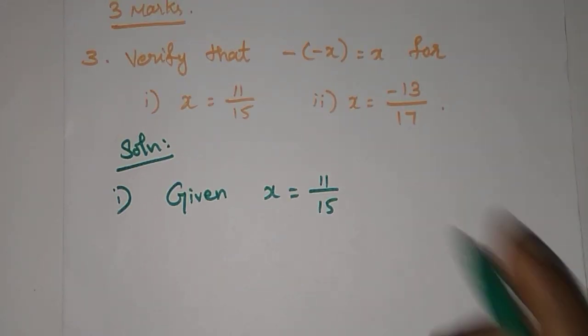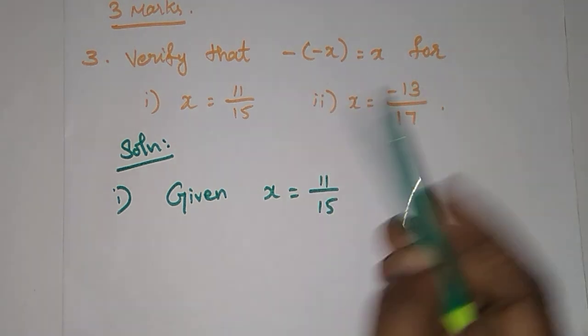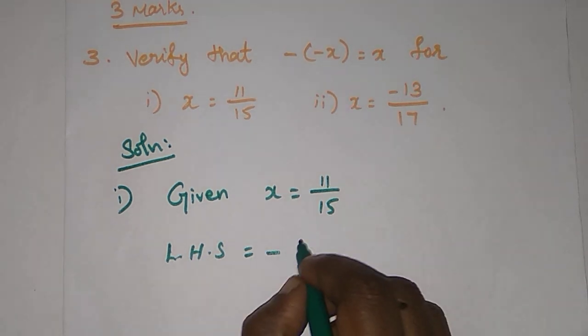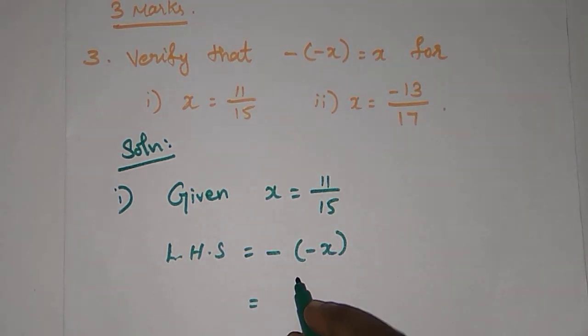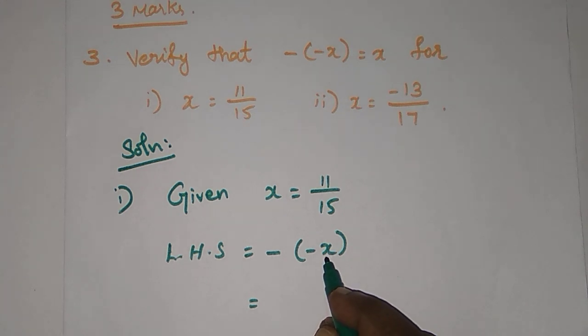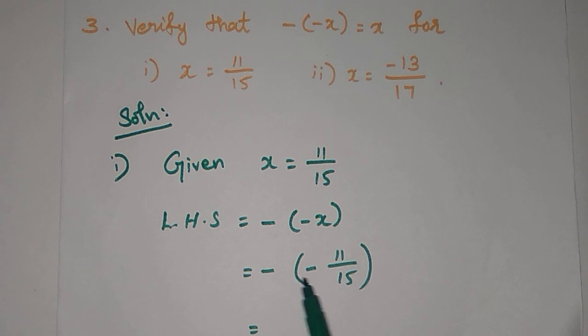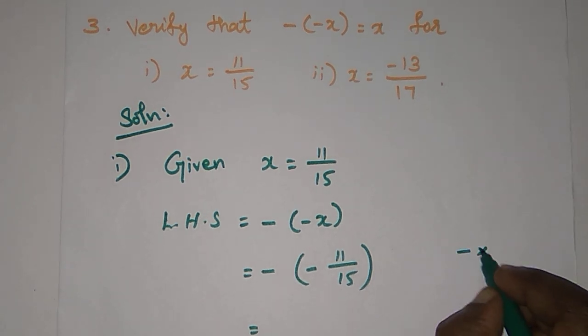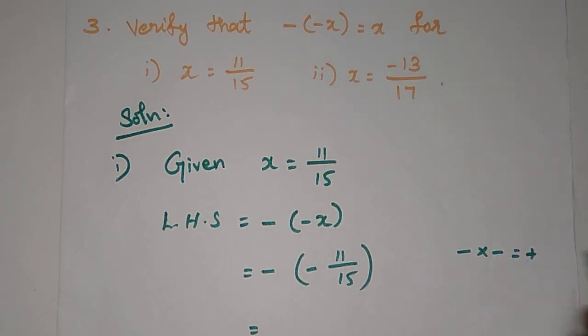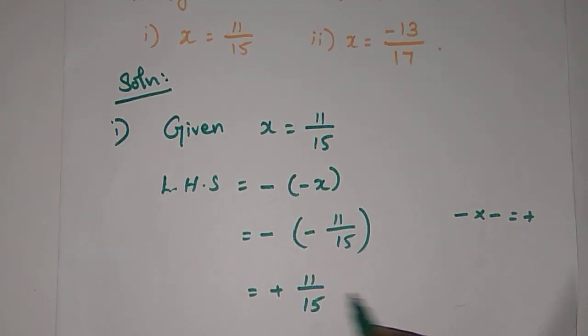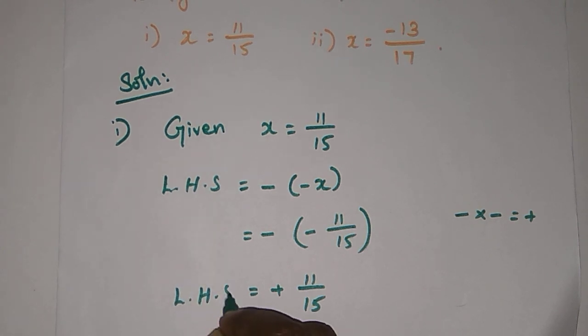So we take the left hand side of the equation, that is LHS. LHS equal to minus of minus x. In this equation we are going to substitute the value of x. So write this, minus bracket minus 11 by 15. We all know the product rule, minus into minus is equal to what? Plus. Very good. So minus into minus is plus, so write here plus 11 by 15. This is the left hand side value.